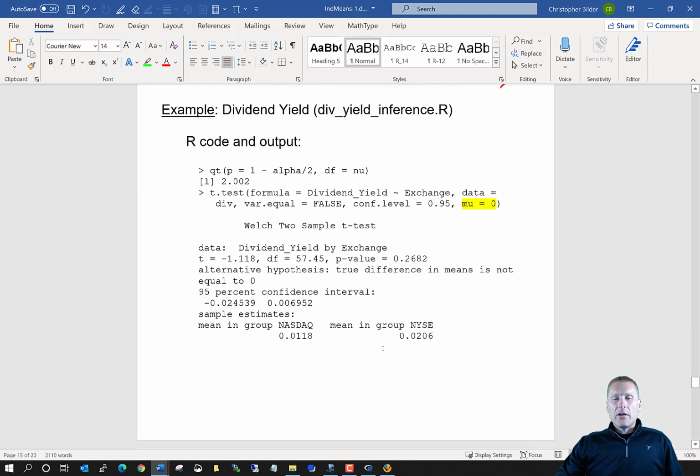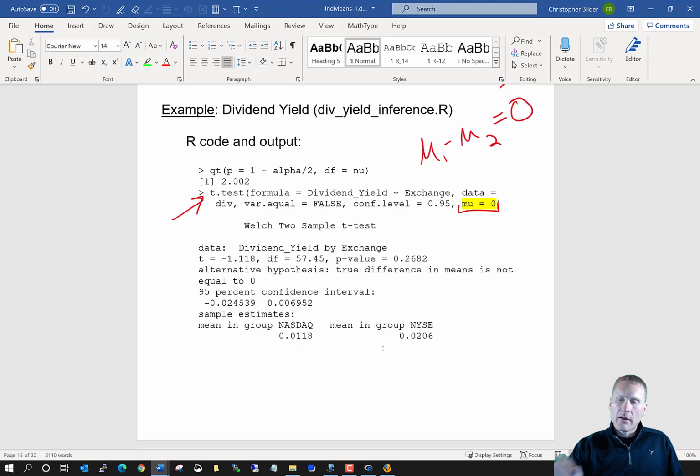Okay, so let's go back to the dividend yield example. If you remember, we looked at this t.test function before. The key thing is this part right here. If I want to do a test where in H0 we have some kind of equality sign, and we're comparing it to 0, then I say mu equals 0. Now, obviously, we're dealing with 2 different population means here, but this is just the syntax in t.test, and so that's why we say mu equals 0.